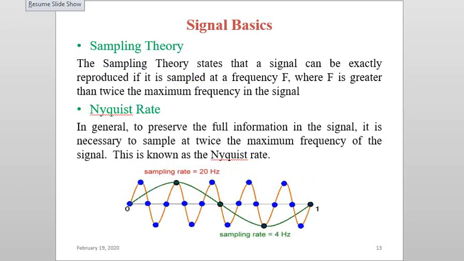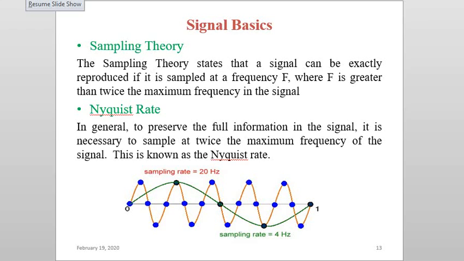Now the sampling theory. The sampling theory states that a signal can be exactly represented if it is sampled at a frequency f, where f is greater than twice the maximum frequency in the signal. That means in this signal we have the starting point, and then the next starting point is frequency 1. This is frequency 2, 3, 4 and 5. In this section the frequency is 5.